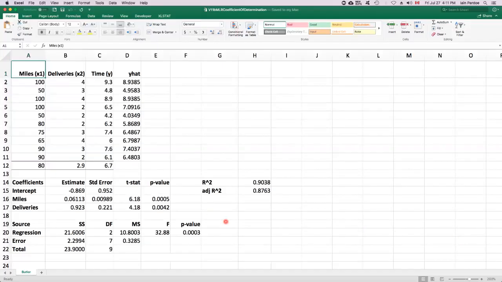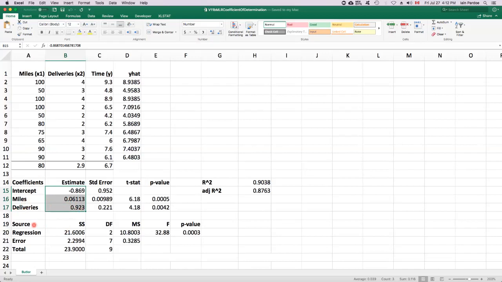In this video, I'll talk about the coefficient of determination, or R-squared, for multiple linear regression. So we're going to use the same example we used in the last video. It's a trucking company with miles and deliveries as our predictors, and time is our response. We've fit this model previously and come up with these three estimates: minus 0.869 for the intercept, 0.06113 for the coefficient that multiplies miles, and 0.93 for the coefficient that multiplies deliveries.